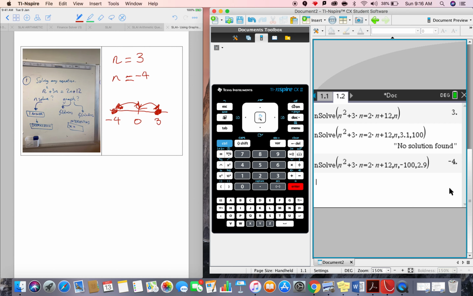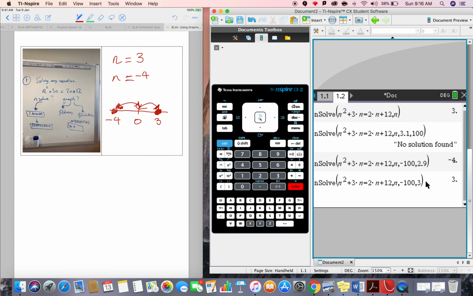So Nsolve does work for any equation, can solve and give you many answers. It's a bit fiddly because you have to type in more and more search areas. Let's just try it again. What if we actually searched from negative 100 to exactly 3? So you see, if we include 3 in the search parameter there, it will give us 3 as the answer. It won't give us the negative 4. Okay, so we have to put in a number just either side of 3.